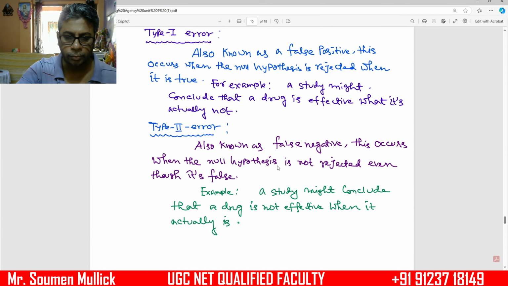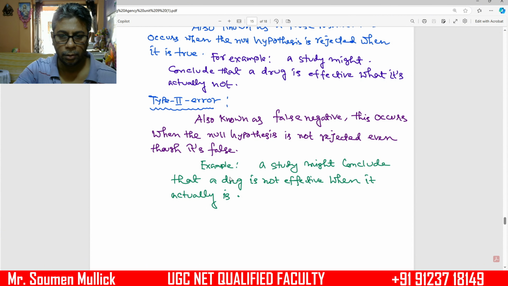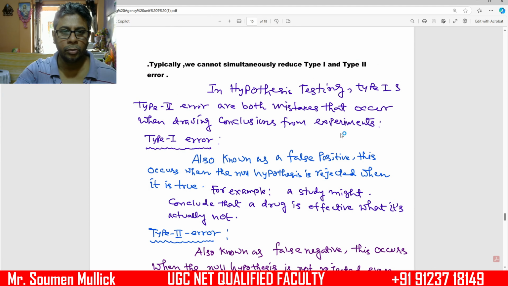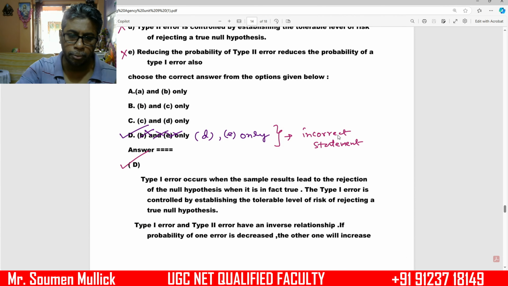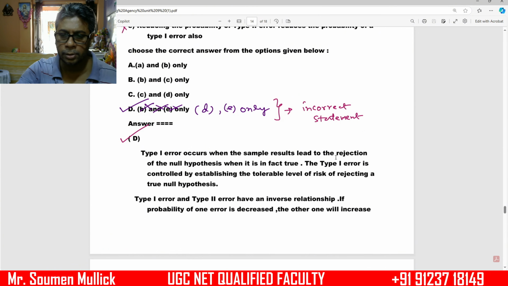So type 2 error is controlled by establishing the tolerable level of risk of rejecting a true null hypothesis, a wrong statement. And reduction in the probability of type 2 error reduces the probability of type 1 error also. This is also a wrong statement because of the inverse relationship. Without understanding hypothesis, it is very difficult to solve this question.